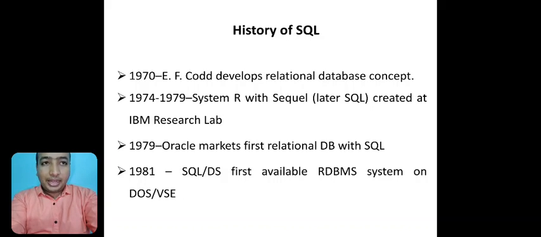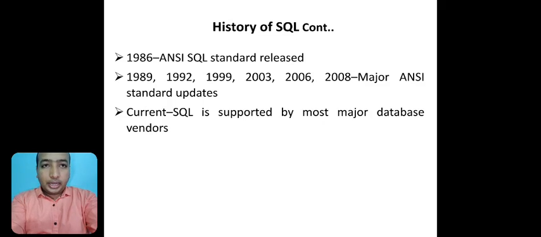So now we have had a little bit of history of SQL, from where it evolved and how it is going on. During 1986, the ANSI SQL standard was released. This is the main thing: SQL was standardized by a body called ANSI. During 1989, 1992, 1999, 2003, 2006, 2008, we observed major ANSI standard updates.